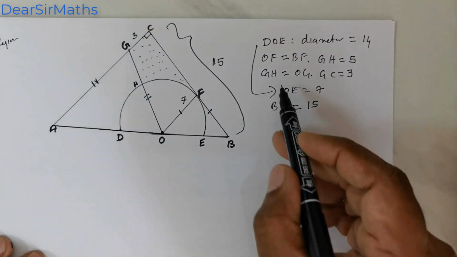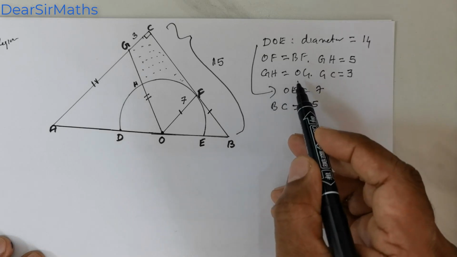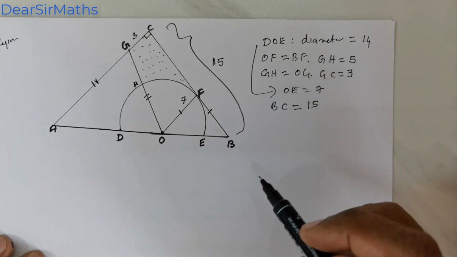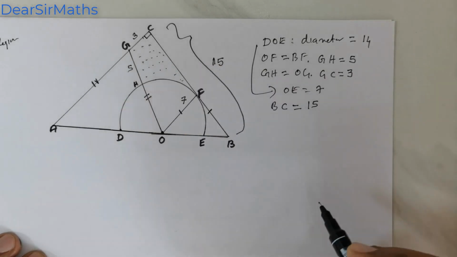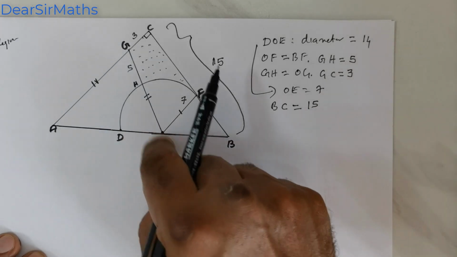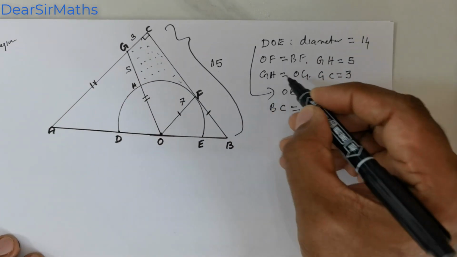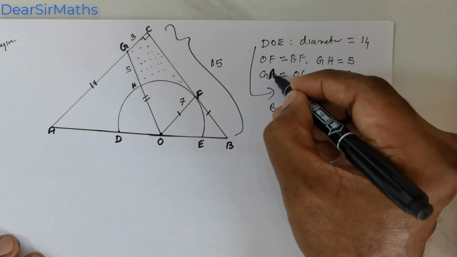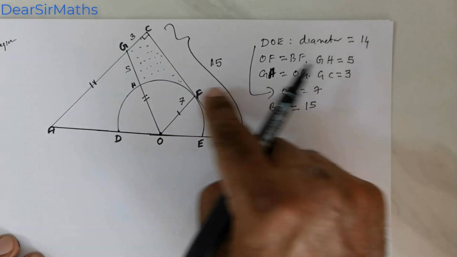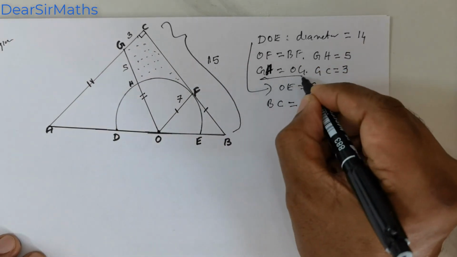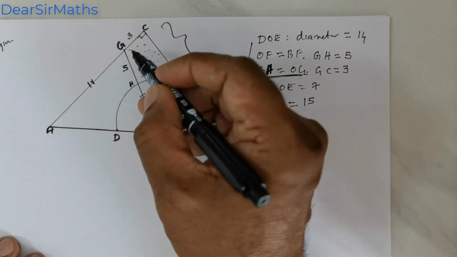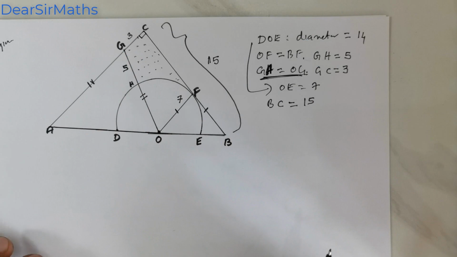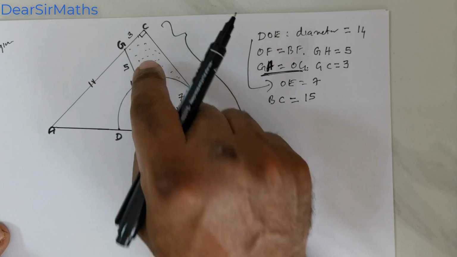and GH is given to be 5 units. This is 5 units. Now OG, okay, GA, this is not GH, this is GA. GA is equal to OG, right? And GH is given to be 5 units. This segment is given to be 5 units, and we are expected to find this region, the shaded region.